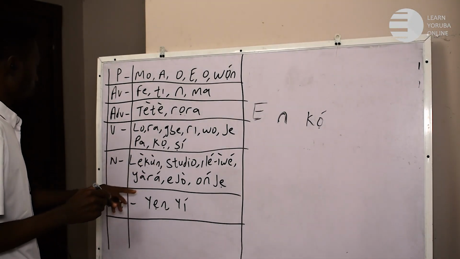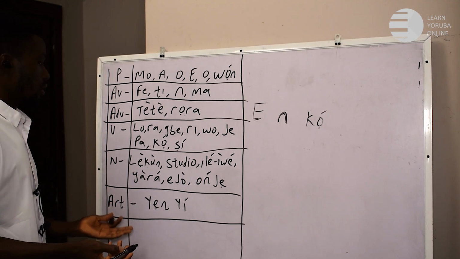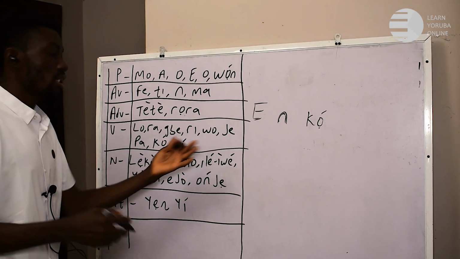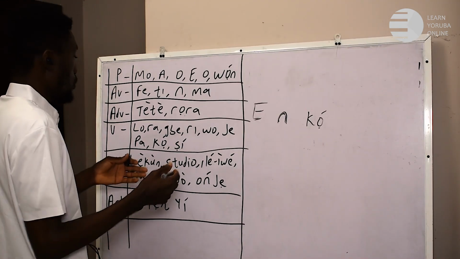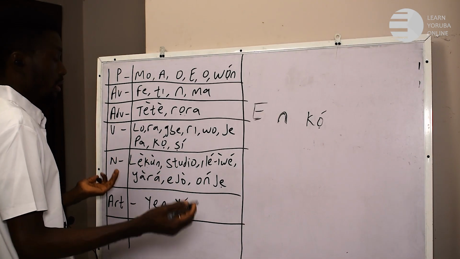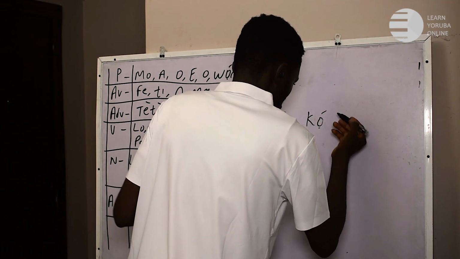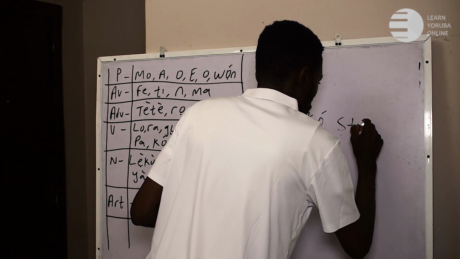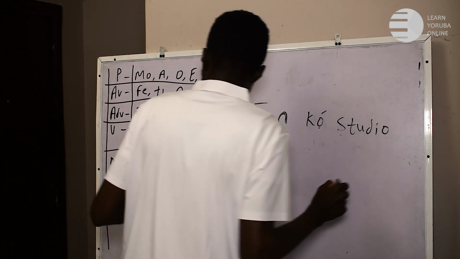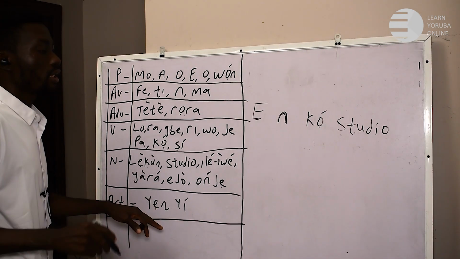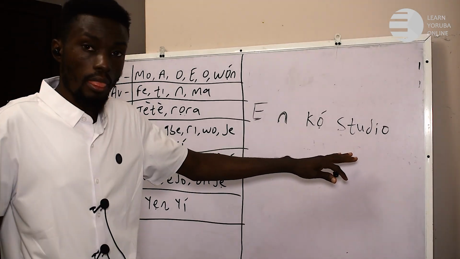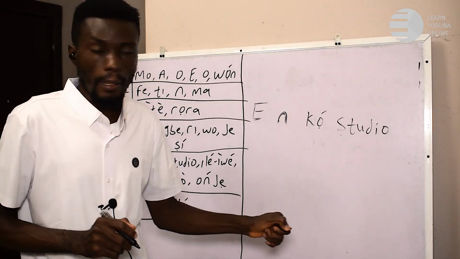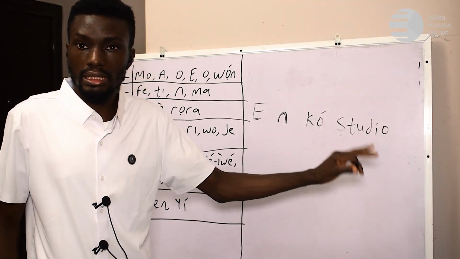Kọ́ is to build. What can someone build? Maybe ilé-ìwé or studio. You can build a studio. Let me just use ilé-ìwé. Ẹ̀hún kọ́. Or let me use studio. Ẹ̀hún kọ́ studio. You are building. If it is ẹ̀hún kọ́ studio, you are building a studio. But if it's ẹ̀hún kọ́ studio, you are building that studio.